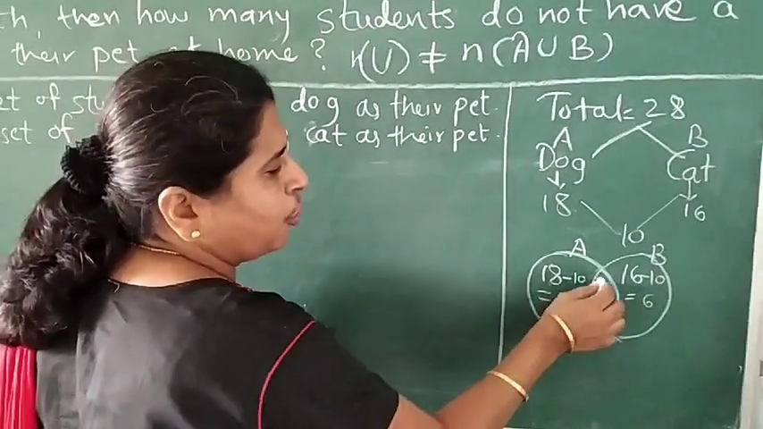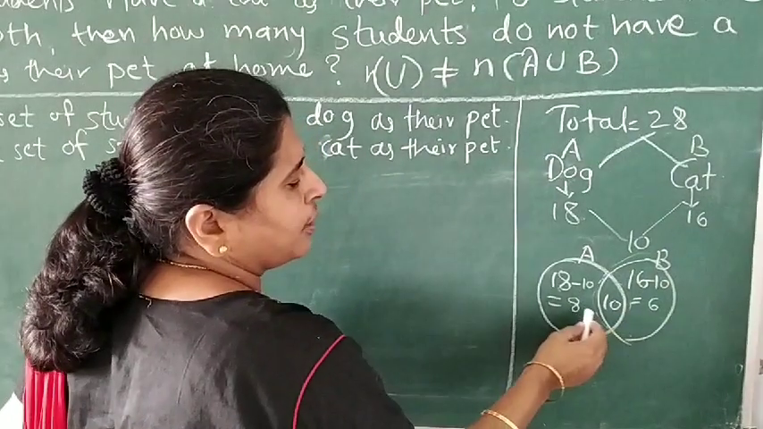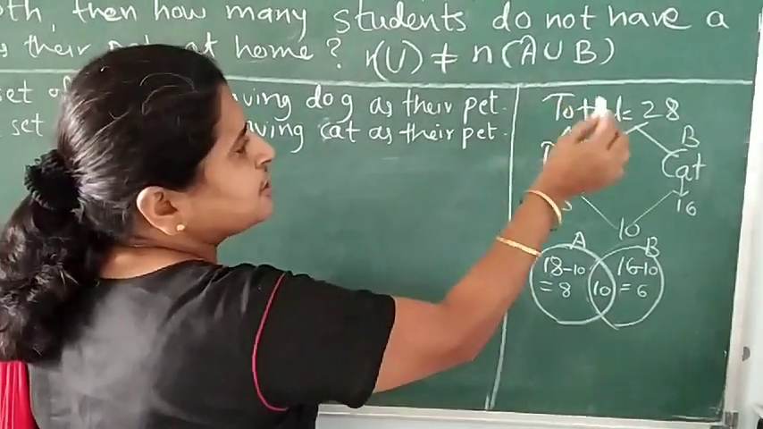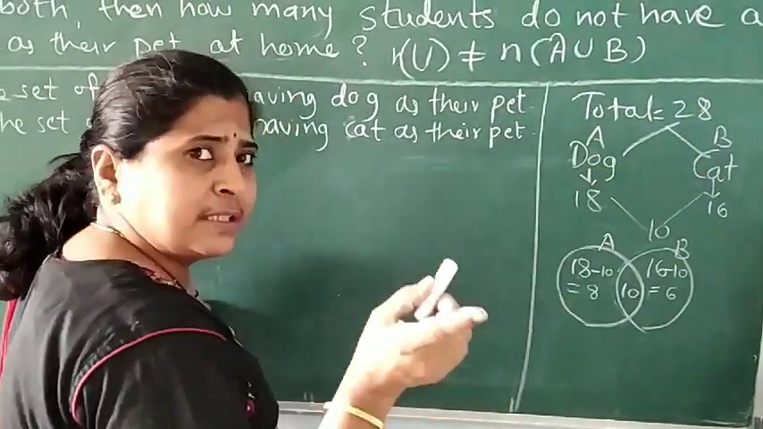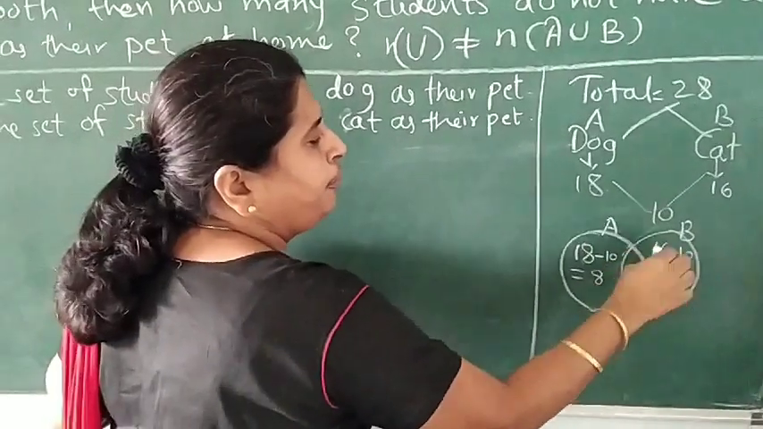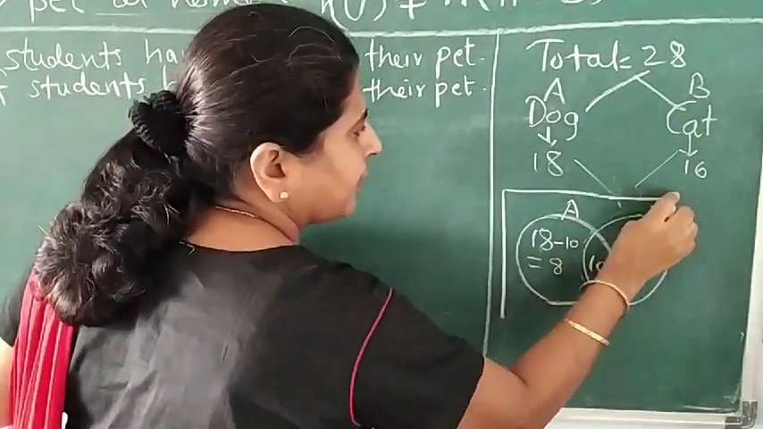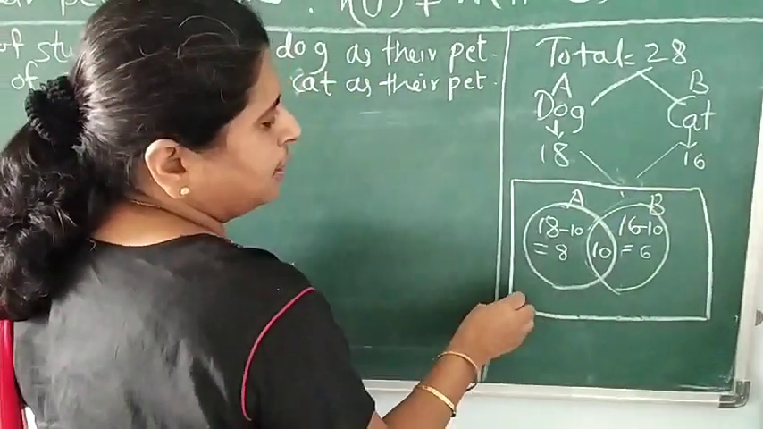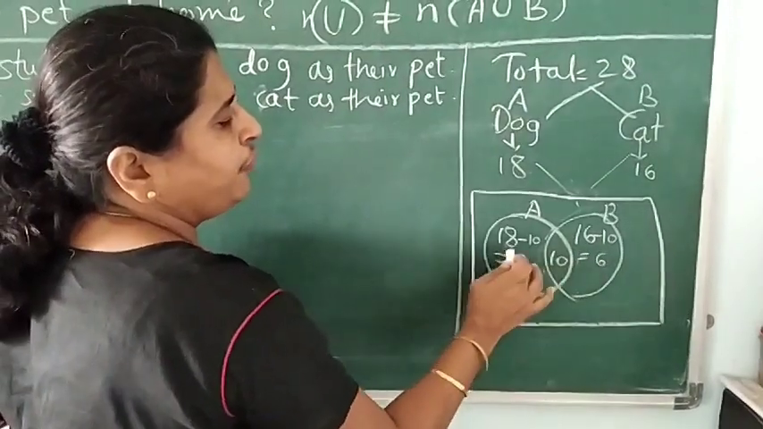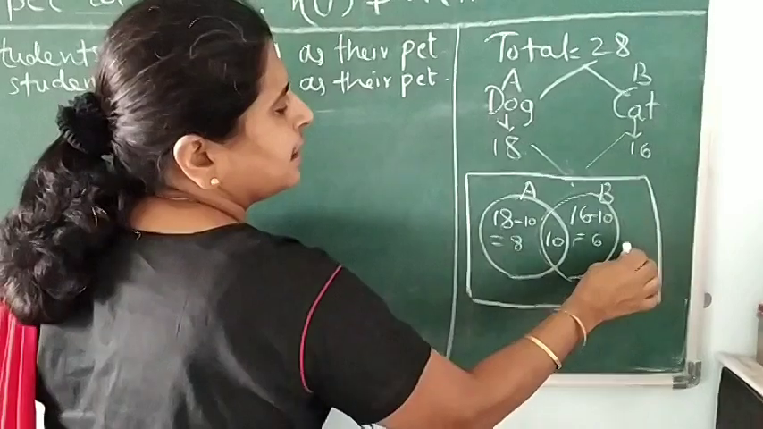Now if we take the total of this, 8 plus 10 plus 6, it is what? 8 plus 10 is 18, plus 6 is 24. But in all, how many students are there? 28. It means some students are there who are neither from group A nor B. These students we can show by the Venn diagram. This remaining part is outside A union B. The whole is A union B, and here there are 4 students.